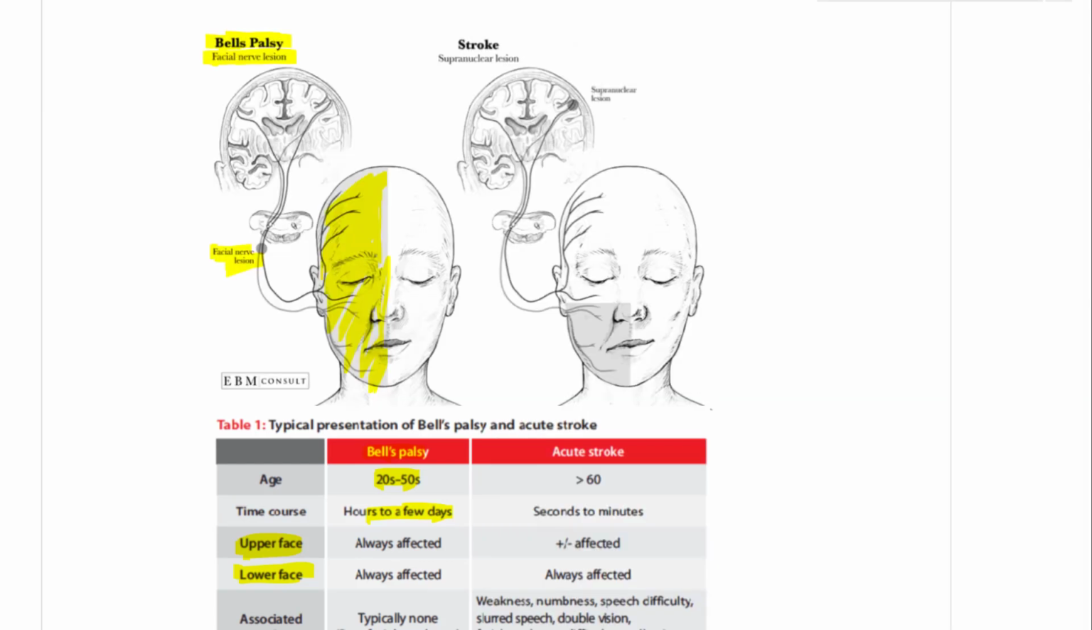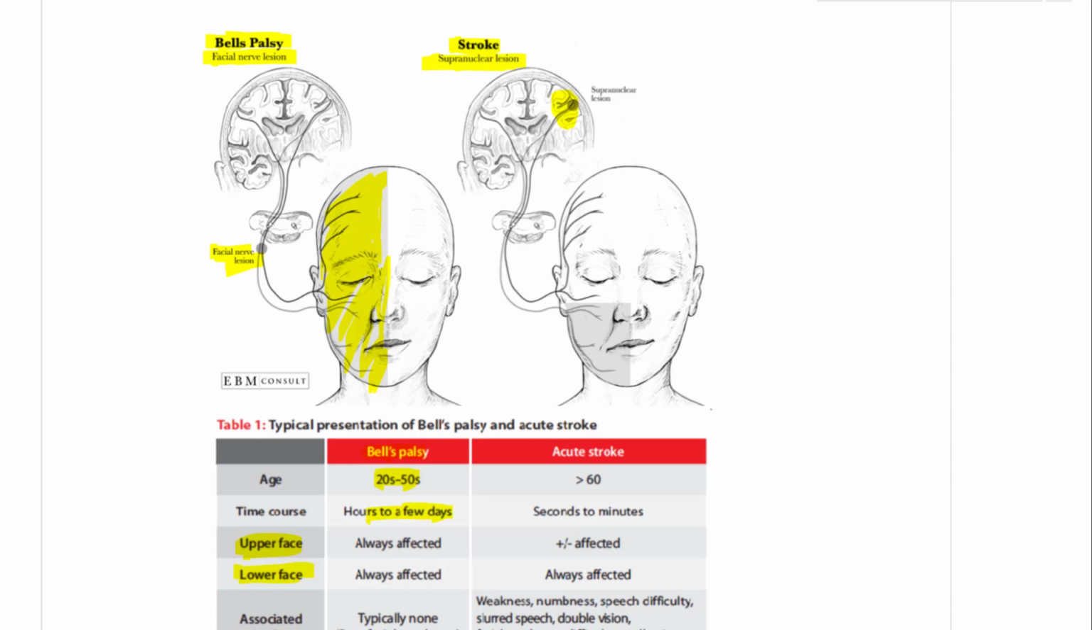Now, on the stroke, the stroke is a damage to the blood flow into the actual brain. So this is in the brain. All right, this is actually a damage to the supranuclear lesion. Again, this is inside the brain. You see the lesion here, right? So it's not on the periphery. The brain is capable, since you have 2 hemispheres, if one hemisphere is damaged, the other one will take over, correct?